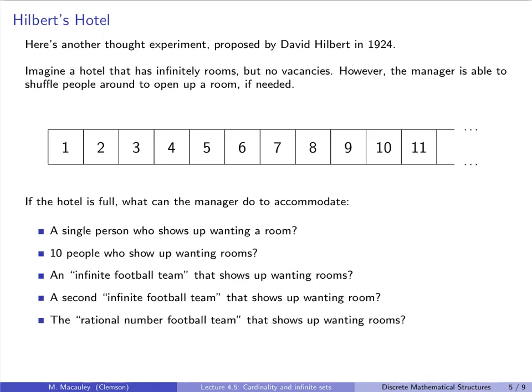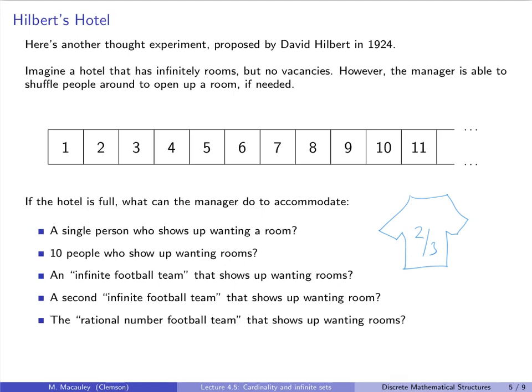But now things get harder. Suppose a bigger bus pulls up and another football team walks out, but this one is bigger than the last two. For this one, all of them have jerseys, see if I can draw this, with a fraction, like 2/3. There's a football player with that jersey number. And let's just say positive integers. So I'm going to call this the positive rational number football team, and they want a room.